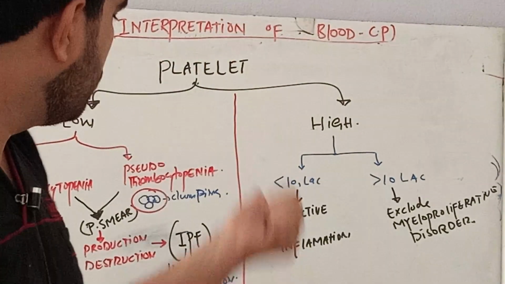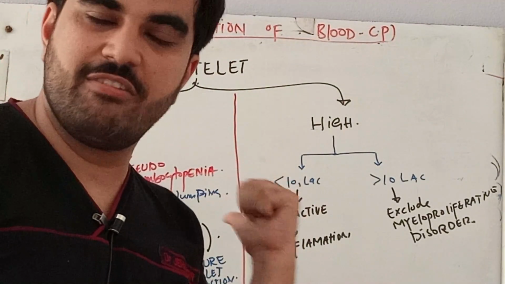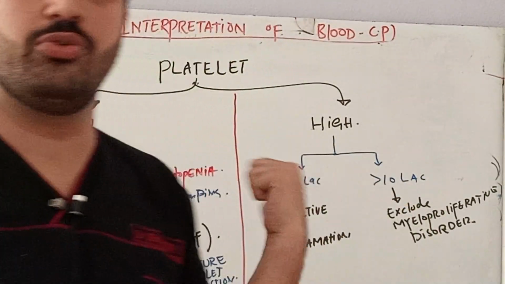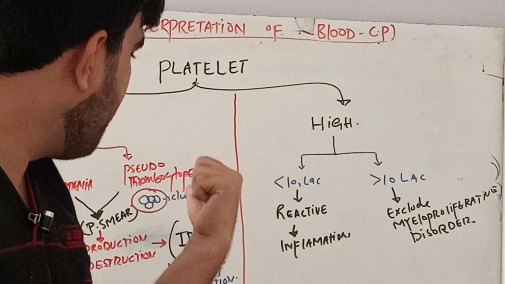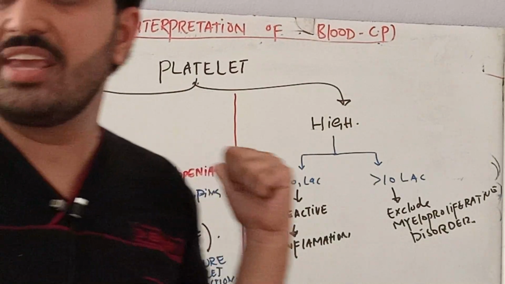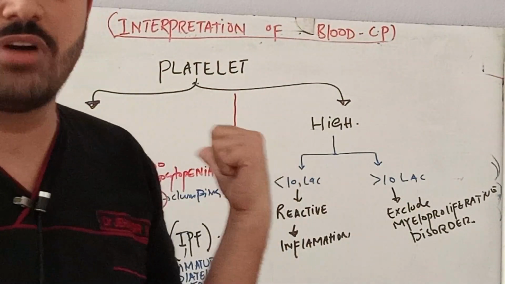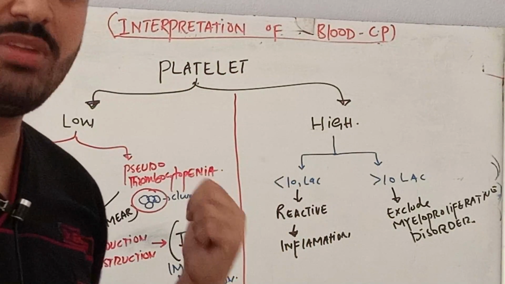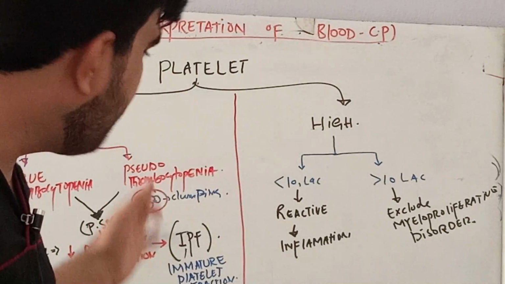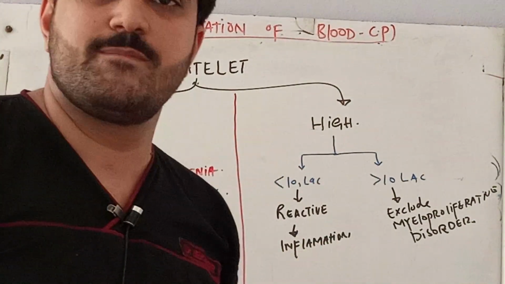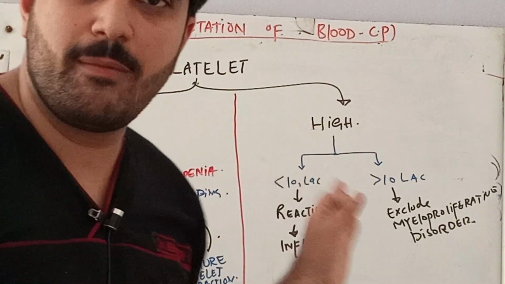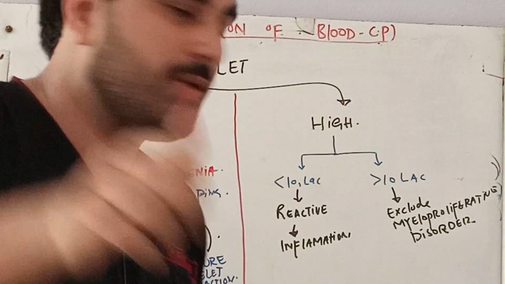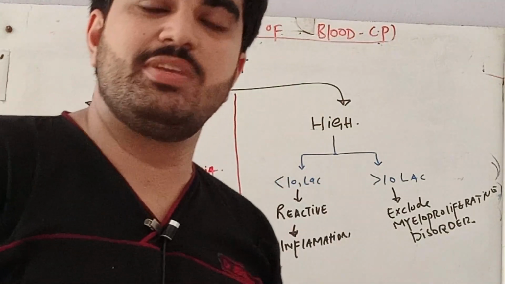Most of the machines do not have this facility, but if you request them, they can do it for you. The IPF, that is the immature platelet fraction, is just like a retic count of the RBC. If the retic count is high, it means RBC production is normal. If the immature platelet fraction is normal or high, that means production is normal. But if it is low, it means the production is abnormal.